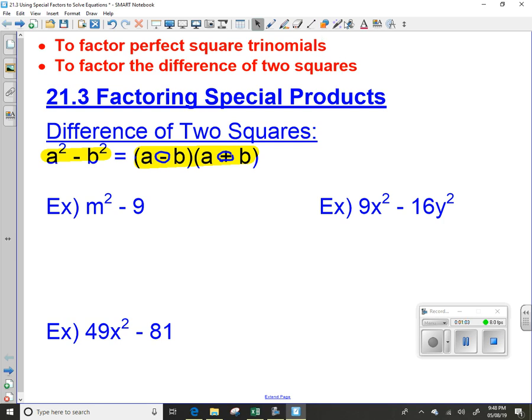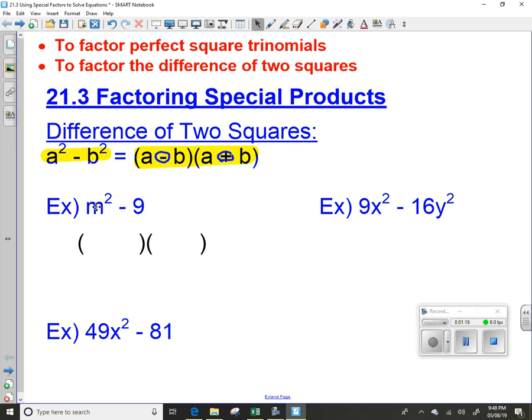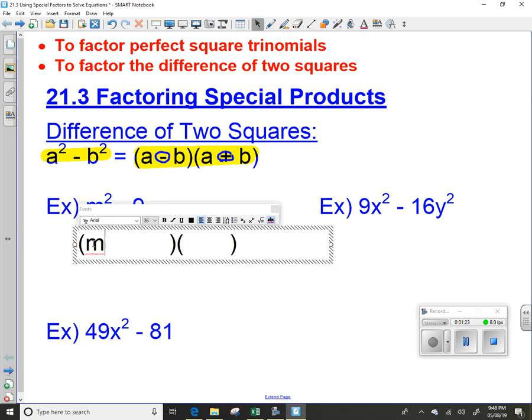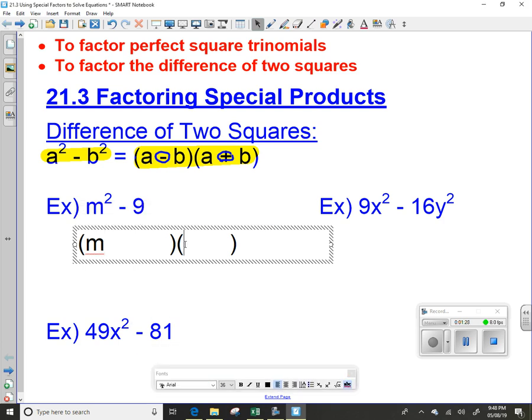So in this case then, if I'm looking at the first example, m squared minus 9, I think about, okay, I'm going to have two sets of parentheses. And I need to know what goes in my parentheses. So my m squared, that tells me I'm going to put an m in the first part of the front parentheses for both problems. But then how about this minus 9?